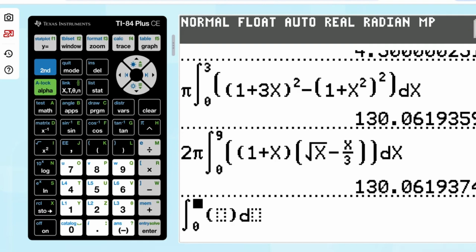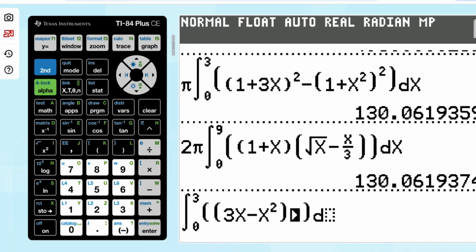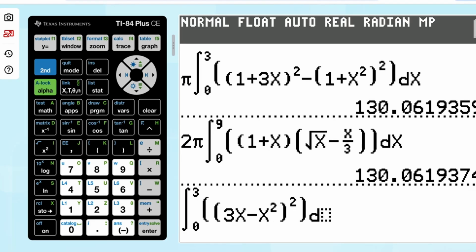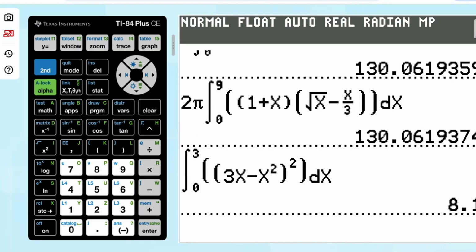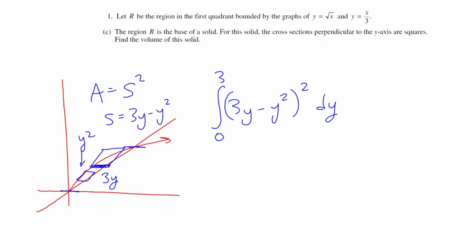So I'm just going to do math option 9 to get that integral. Put in my limits of 0 to 3, and I'll put 3x minus x squared, and then make sure I square it, right, for the side length squared, dx, and it looks like we get, kind of cutting it off there, but that turned into 8.1. There was actually nothing after the decimal there, so this was just 8.1.